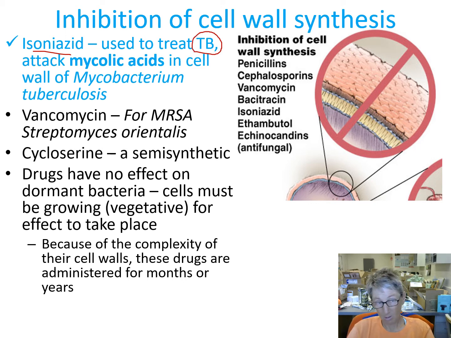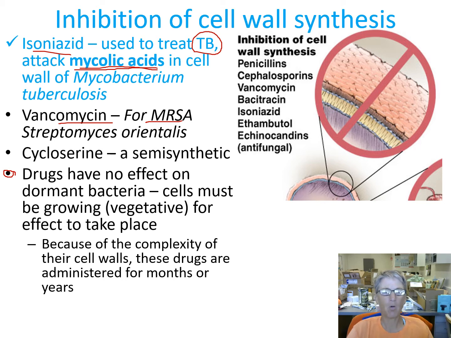What that drug does is attack mycolic acids in the cell wall of Mycobacterium tuberculosis. I don't know if you remember from the past, Mycobacterium tuberculosis has a specialized cell wall with mycolic acids in them, and isoniazid attacks those acids. You can use vancomycin for MRSA, for example.